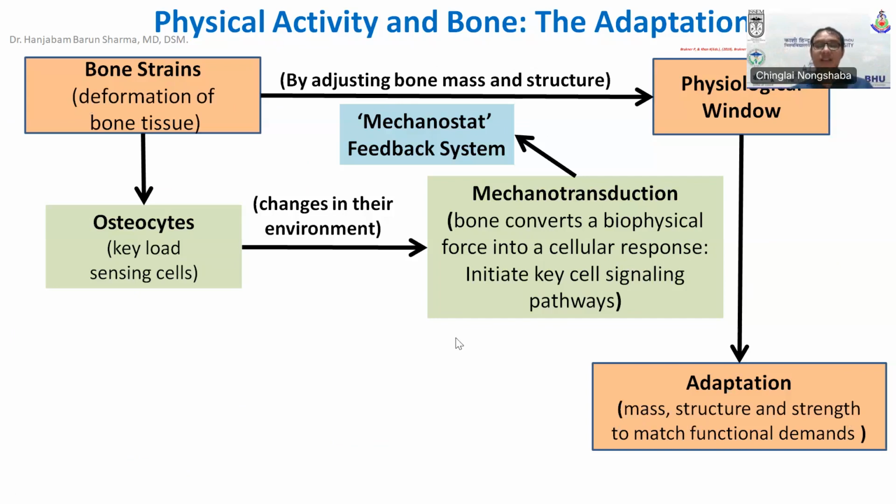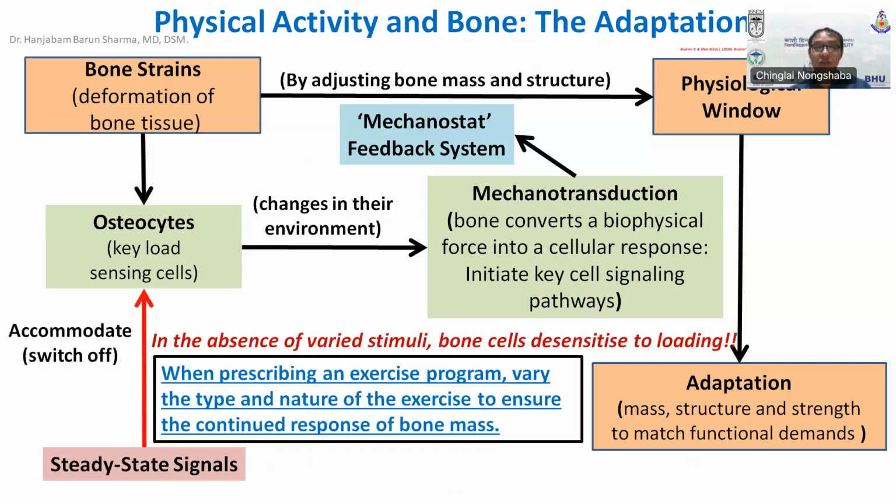So this concept is very much important to understand. If there is a type of load which is a steady state signal, then what will happen? Accommodation happens. That means switching off of this sensation can occur, and bone adaptation fails to occur. That means in the absence of varied stimuli, the bone cells desensitize to loading. So if you want to prescribe an exercise program, you have to vary the type and nature of the exercise in order to ensure the continued response of the bone mass for optimal bone adaptation.